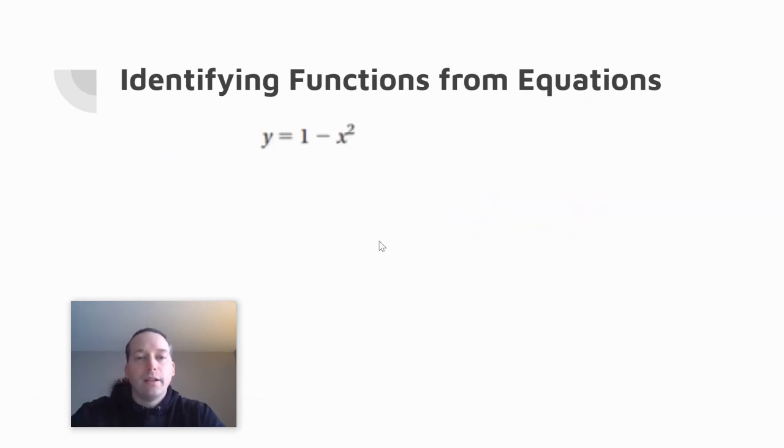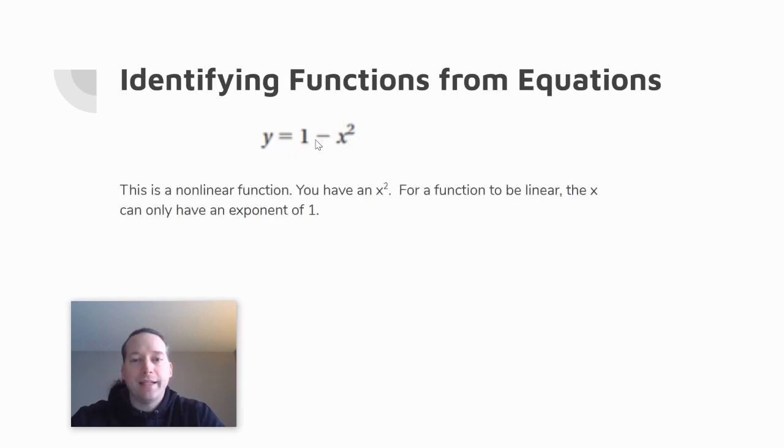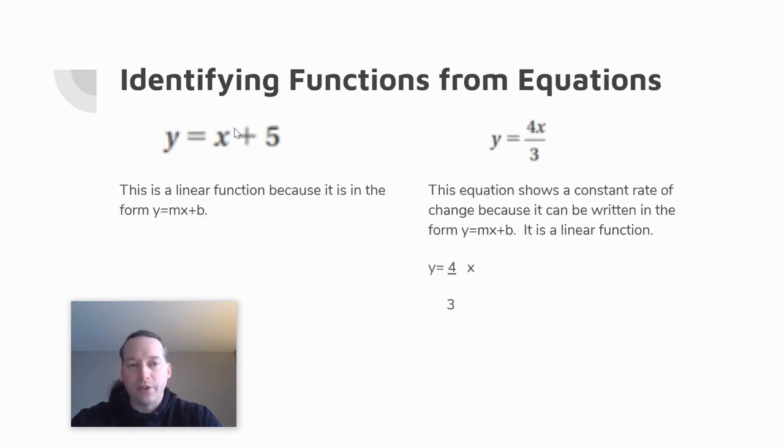Now we get to something that's a little bit different. You notice I have a square. So there's 1 minus x squared. This is nonlinear. And the reason why is, in order for it to be linear, x has to have an exponent of 1. Go back for a sec. Okay, so this is x to the first, y to the first. We learned that last year in 6th grade, even in 5th grade, where the exponent, if it is not there, is automatically assumed to be 1.